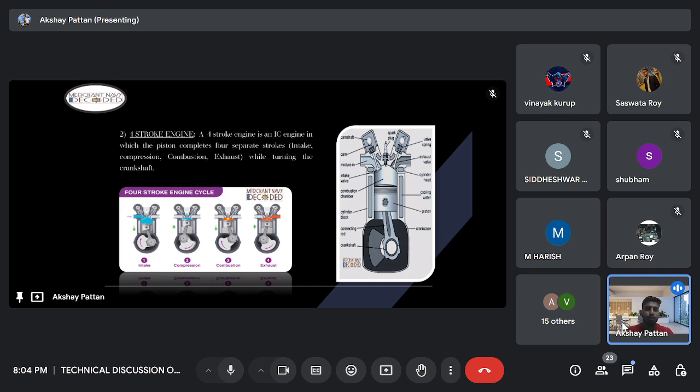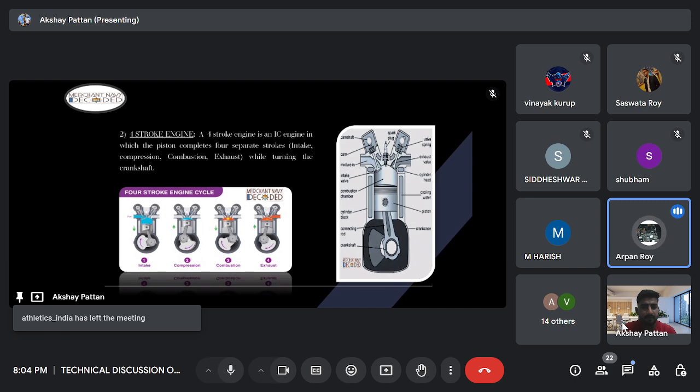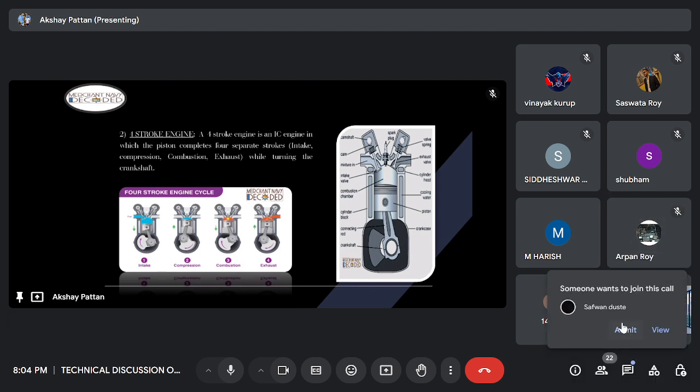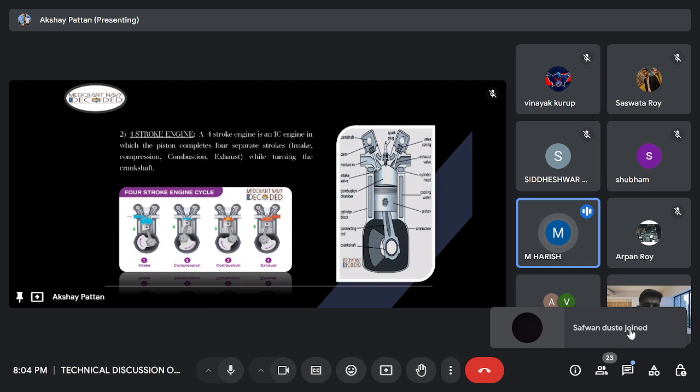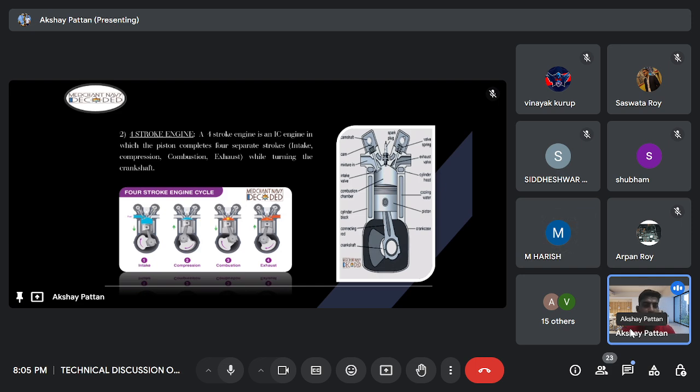Obviously, power output of two-stroke is more. Power output of four-stroke is less, but the efficiency of four-stroke is more as compared to two-stroke engine. What do you mean by efficiency, guys? Sir, the thermal efficiency is more in four-stroke engine as compared to two-stroke engine. Okay, yeah, thermal efficiency. I am speaking about overall efficiency. Sir, then overall efficiency of four-stroke engine is more as compared to two-stroke engine, right? Yes. Yeah, Harsh, you were saying something.